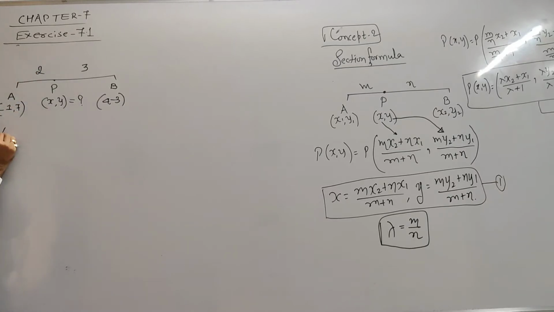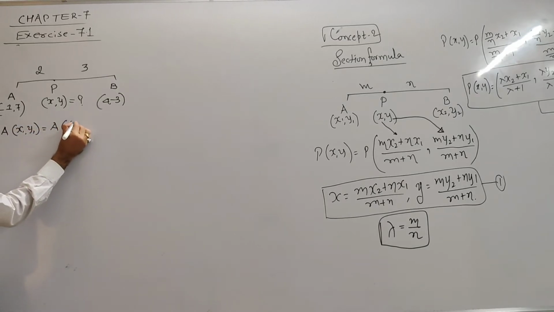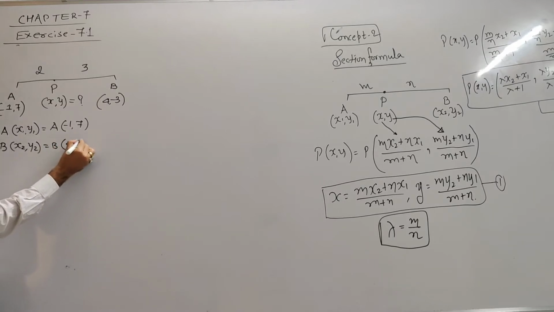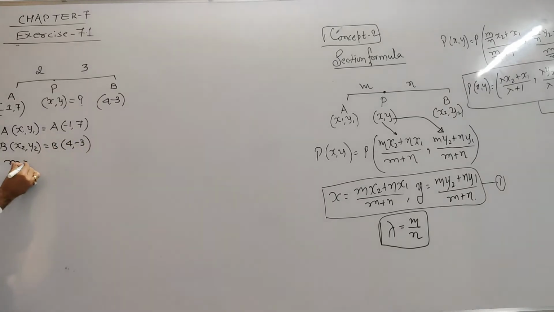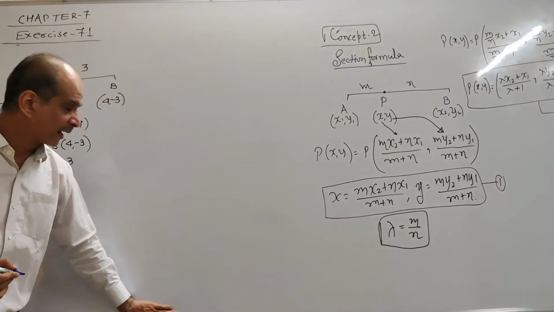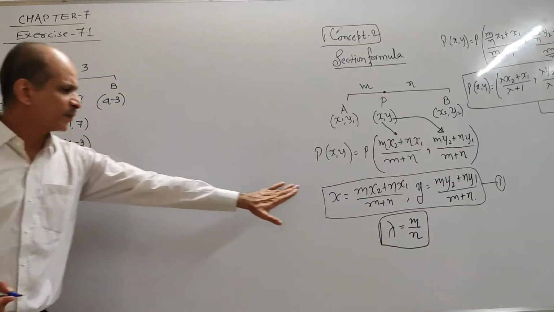So you know, A(x1, y1) is equal to A(-1, 7). B(x2, y2) is equal to B(4, -3). m is equal to 2, n is equal to 3, and P(x, y) is the question mark. So in any example, first of all, prepare the data. Now use the formula. You can use the separate formula.